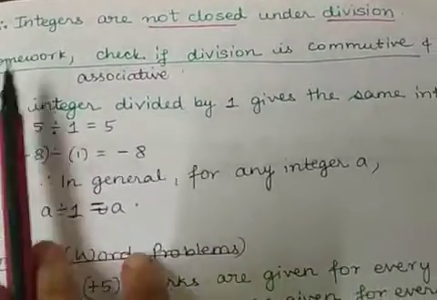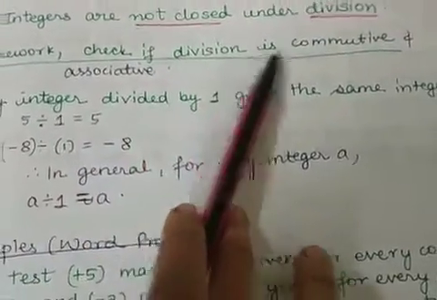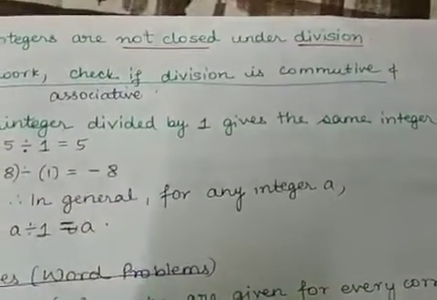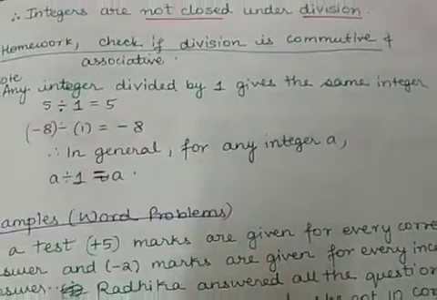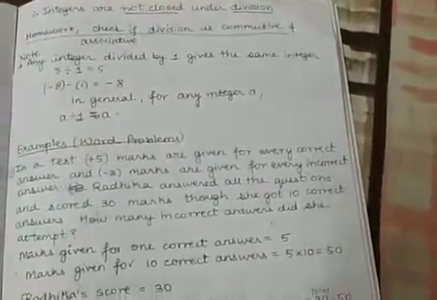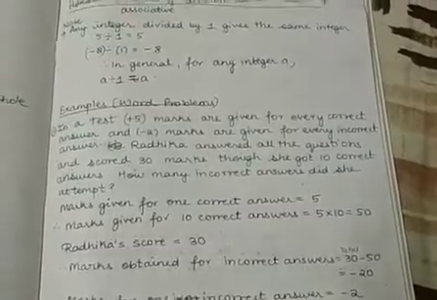Now, as homework at the end of the class, I want you to check if division is commutative and associative. So, I want you to check the commutative property and associative property for division of integers. Now let us solve one word problem, okay, based on division of integers.